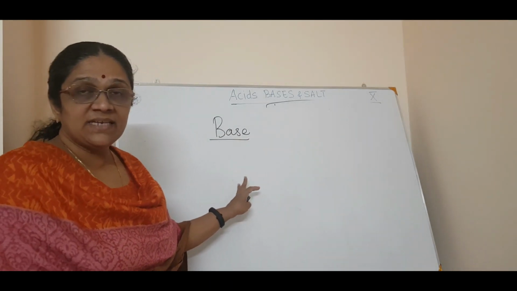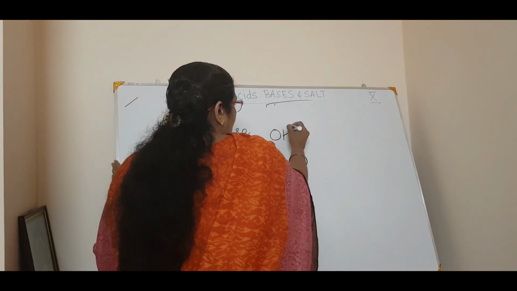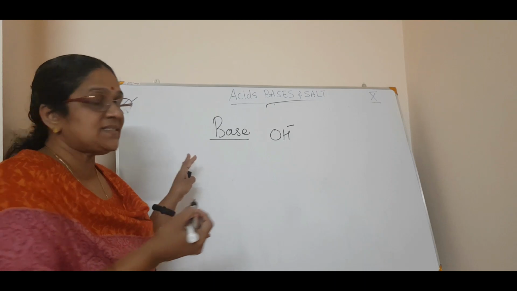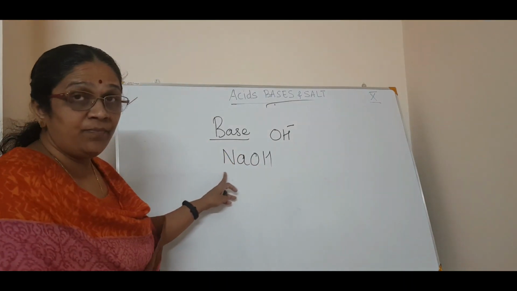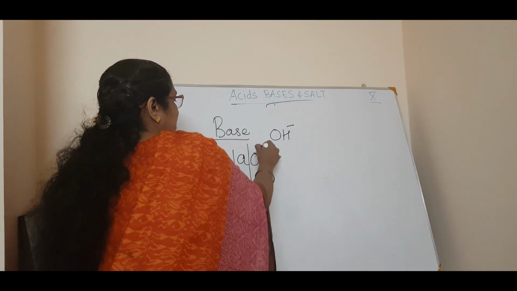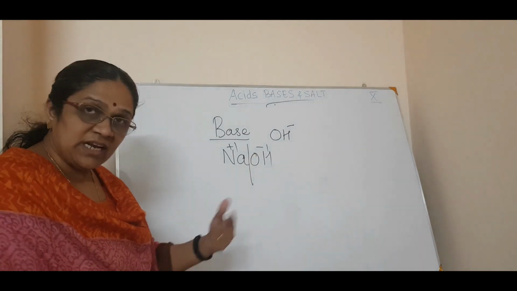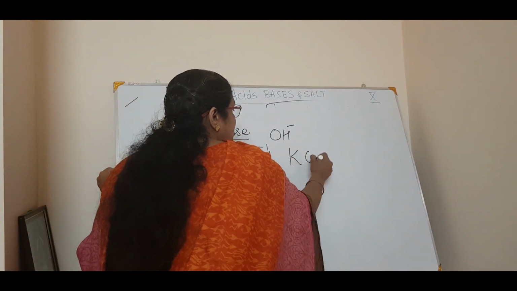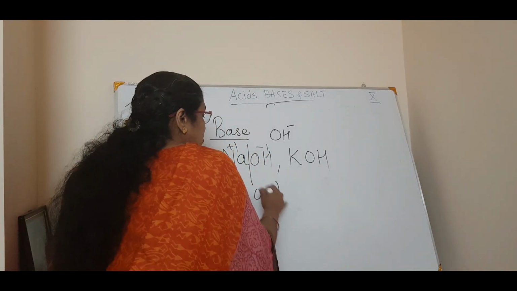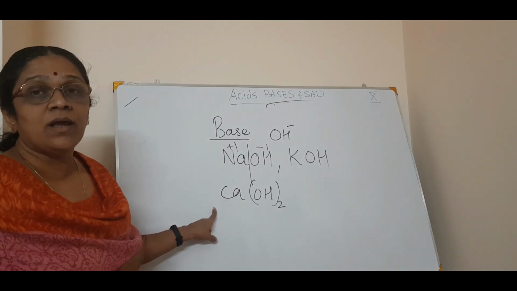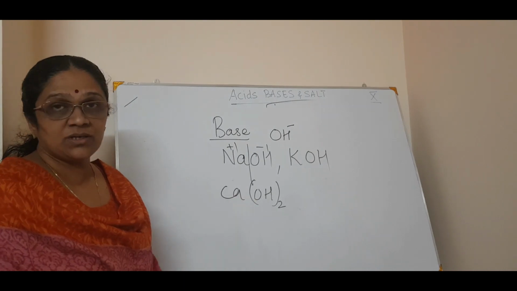You know, a base is something which can produce OH minus ions in solution, isn't it? OH minus ions. Example for a base: NaOH. What is NaOH? NaOH is sodium hydroxide. Sodium is plus 1 and hydroxide is minus 1, so it is sodium hydroxide. Or tell me another base. Another base is potassium hydroxide. And another one, calcium hydroxide. So all these are the examples of bases, which can furnish OH minus ions in solution.